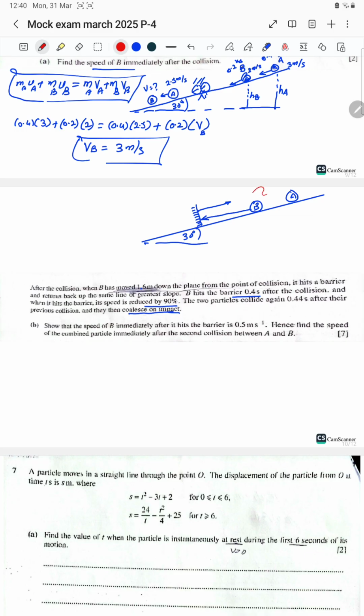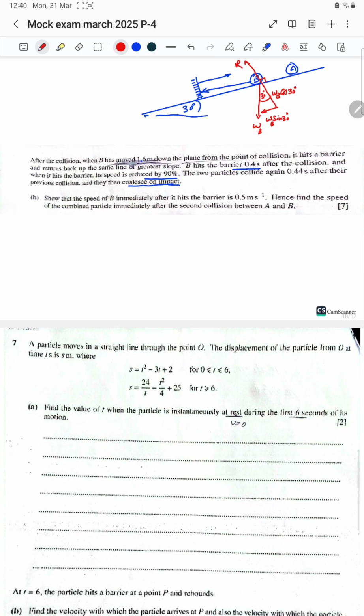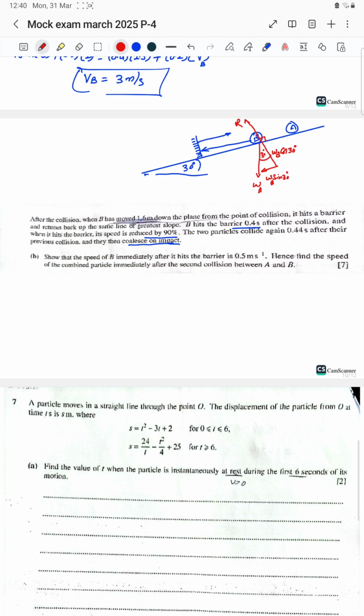We are talking about particle B, so I will resolve this into its components. It's a contact force, and here is the weight component of B. 30 degrees comes here, and we will resolve it: W_B sin 30 and W_B cos 30. Okay, fine. As B has moved 1.6 meter down the plane, I can start from here.